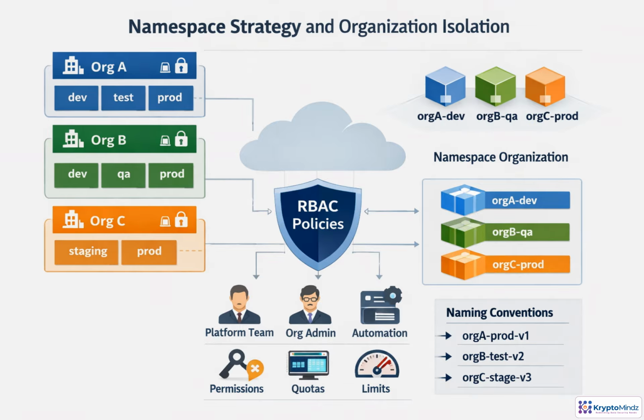Namespaces provide the first boundary around operational responsibility. In Fabric, that usually means separating organizations, environments, or both, so peers, CAs, CouchDB, and secrets are managed in the right scope. RBAC then turns those boundaries into permissions. Platform teams get broad control, organization admins get their domain, and automation gets only what it needs. Predictable, version-controlled names also make deployment automation, audits, and governance much easier.